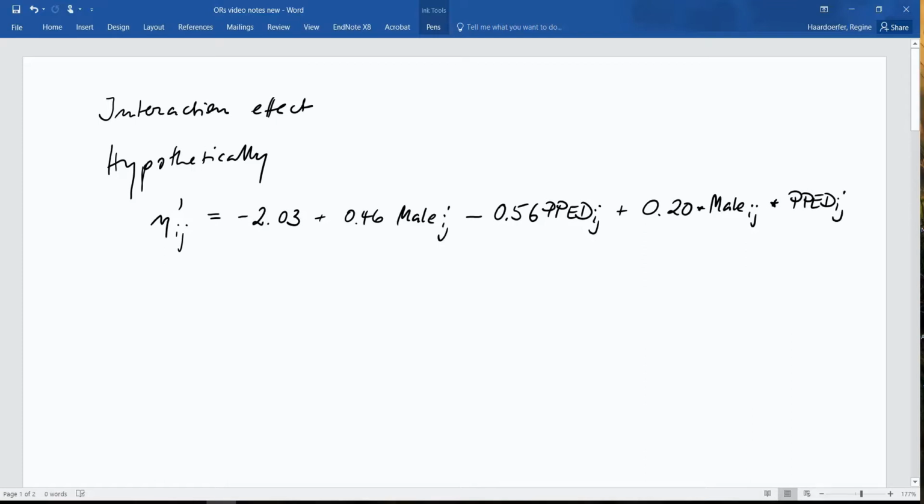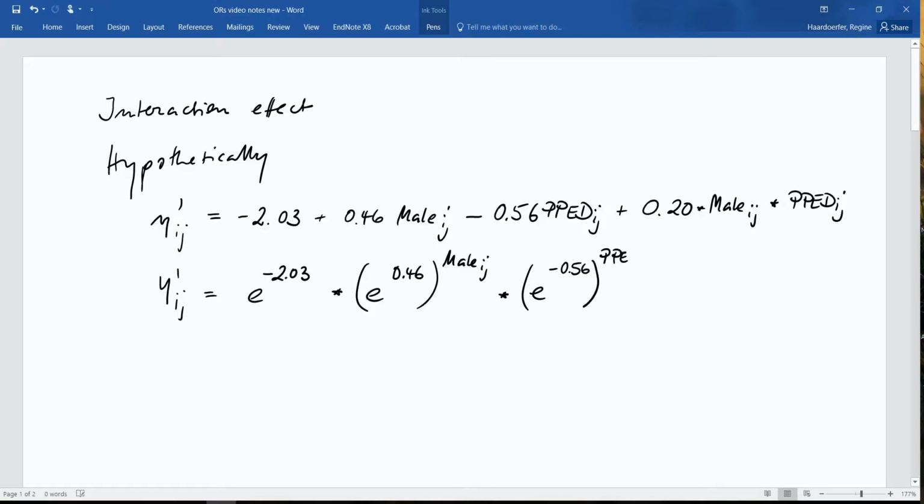So if we're writing this out, I'm going to do this a little faster now. As before, we know that this is e to the negative 2.03 times e to the power of 0.46 to the power of male_ij times e to the negative 0.56, and this whole thing to the power of pre-primary education, and then times e to the 0.20 to the power of male to the power of pre-primary education.